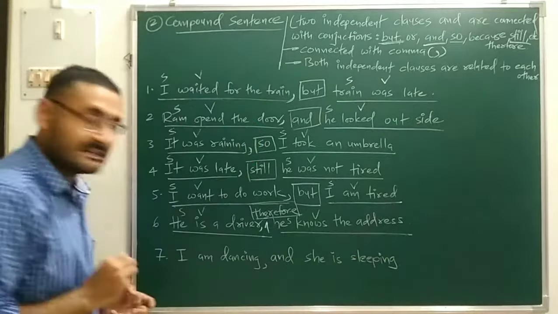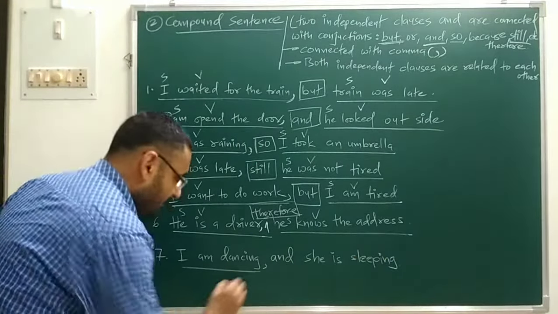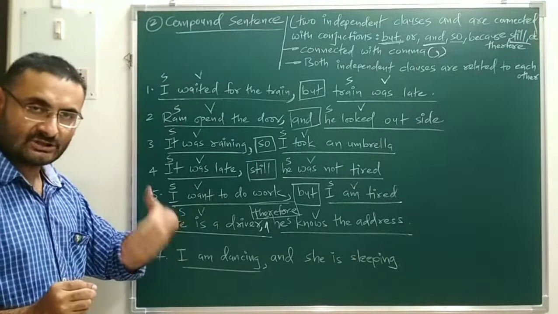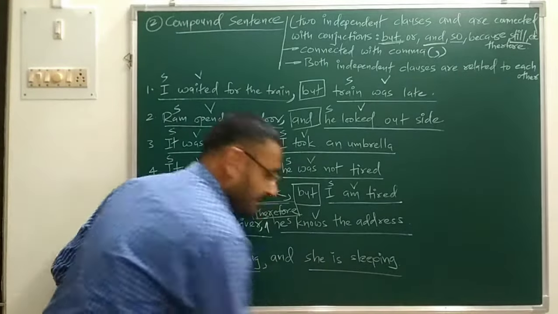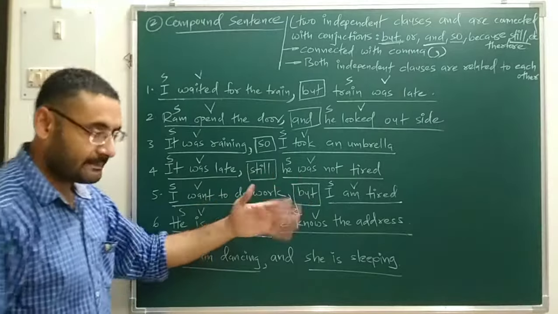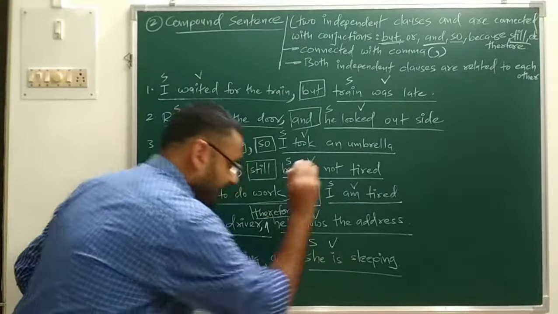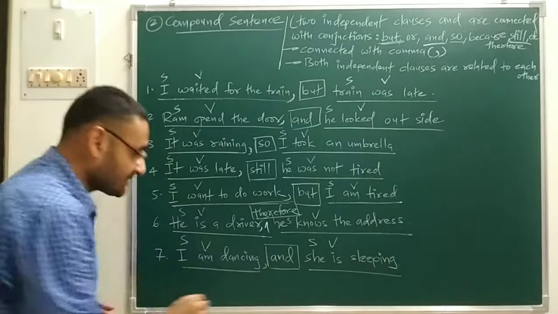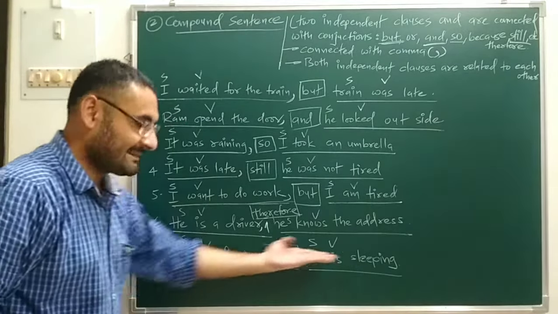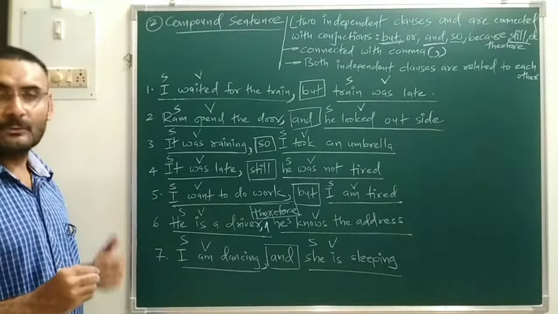and she is sleeping. So again, I am dancing, that is your independent clause, complete thought is given, that is the subject, that is the verb. And she is sleeping, that is also an independent clause, complete thought is given, that is the subject, that is the verb. And both of the independent clauses are connected with one conjunction and with one comma, so the given sentence is your compound sentence.